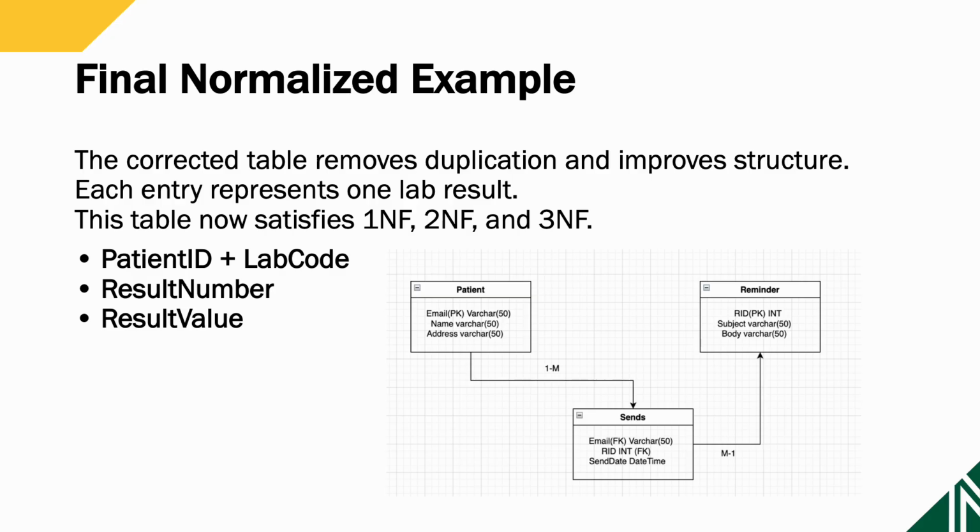From this slide, we can also see the finalized normalized version of the table. Now, instead of storing multiple lab results in different columns, each lab result is stored as its own row with a result number and a value. This format is much cleaner, easier to manage, and also eliminates redundancy. The table now satisfies 1NF, 2NF, and 3NF because all dependencies are properly organized.